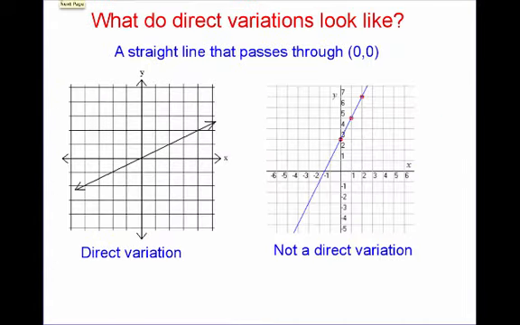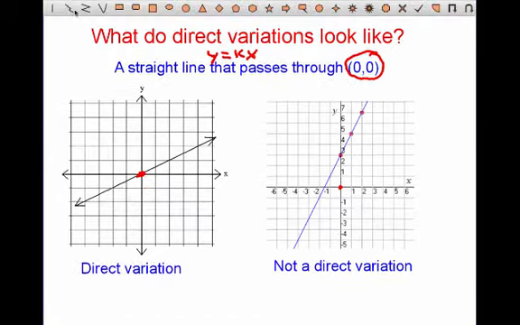So what do they look like? Well, every direct variation looks the same. We know it's y equals kx, which means it's linear. It's a straight line. And because there's no plus b on here, we know that the y-intercept is 0, 0. So every direct variation must pass through 0, 0. So this one's a direct variation. But this one is not a direct variation because it doesn't pass through 0, 0. It's a straight line, but it doesn't pass through 0, 0.